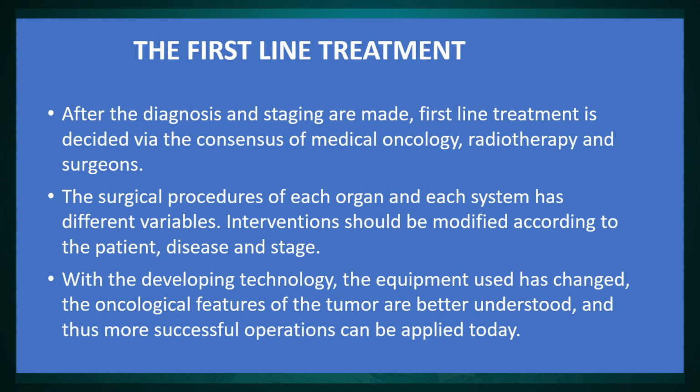After the diagnosis and staging are made, first-line treatment is decided via the consensus of medical oncology, radiotherapy, and surgeons. The surgical procedures of each organ and each system have different variables. Interventions should be modified according to the patient, disease, and stage. With the developing technology, the equipment used has changed, the oncological features of the tumor are better understood, and thus more successful operations can be applied today.